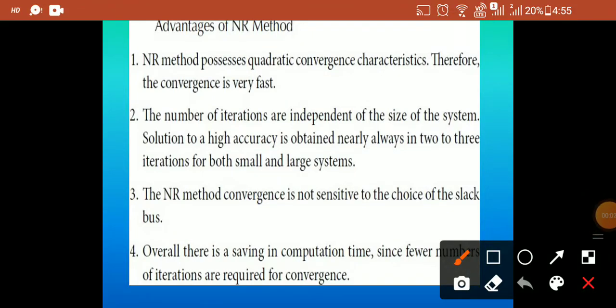Good morning students. In today's class we are going to discuss the Newton-Raphson method, which is a part of Unit 2. What is the Newton-Raphson method? What are its advantages and disadvantages? We are going to see that here. So what is the advantage of the Newton-Raphson method?